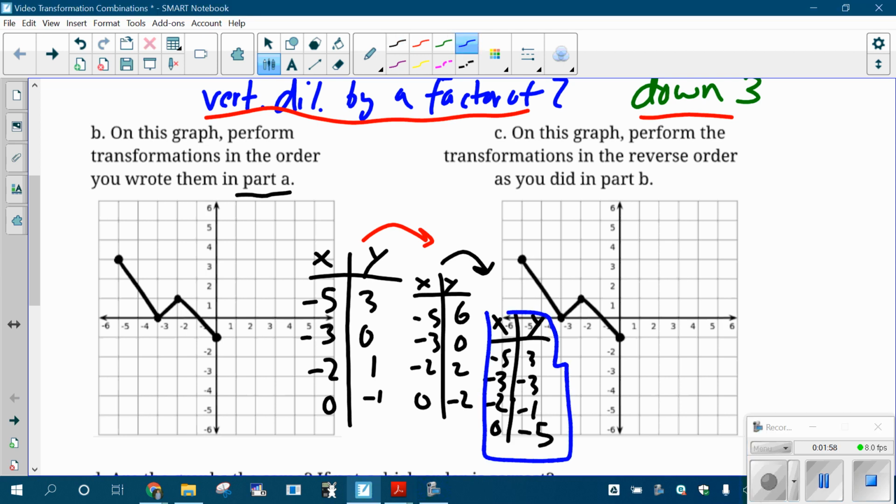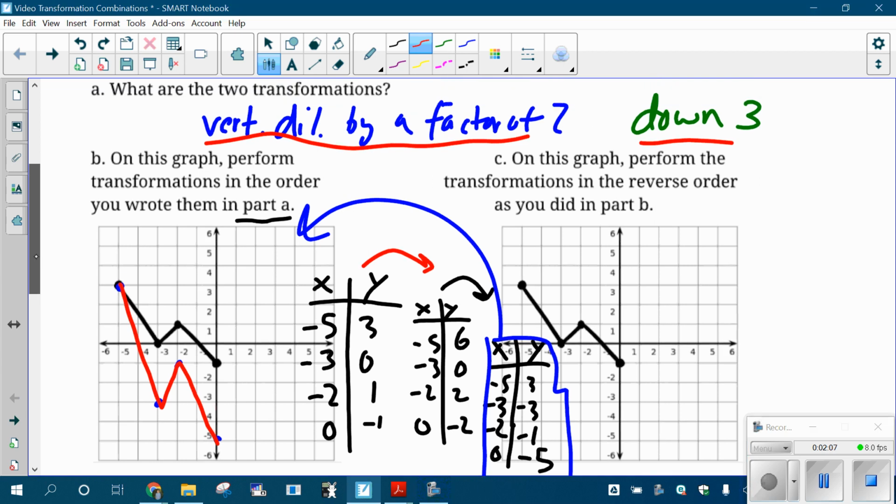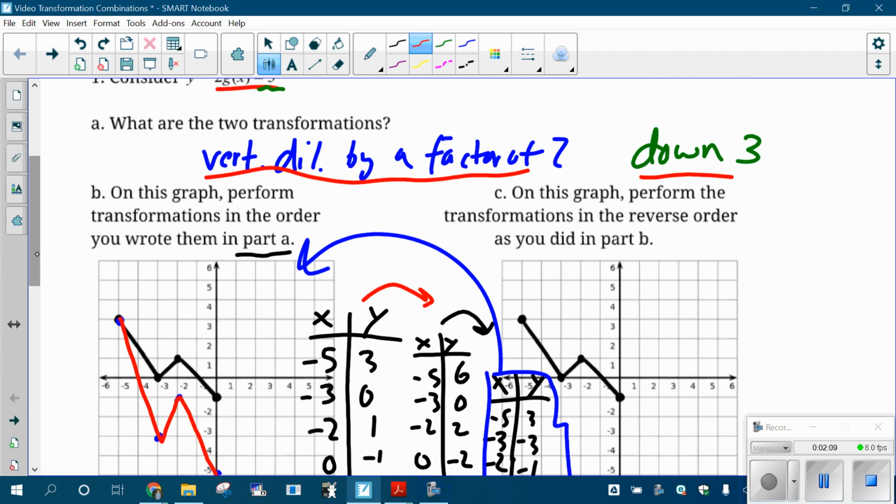I'm going to graph those points over here. That certainly looks plausible. It's definitely been stretched vertically. It's definitely moved down. Cool. However, I just wrote those transformations down in that order.